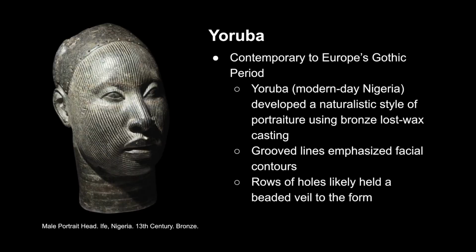Next we have Yoruba, which is modern-day Nigeria. And these people were creating naturalistic styles of portraiture, utilizing primarily the technique of bronze lost wax casting. Formerly, these works really utilized lines, and they did so by creating grooves in the surface, emphasizing the facial contours and planes. Many bronze sculptures, like the one we see here, had rows of holes, like we see in this example along the hairline, and they were meant to hold garments. We assume that this one actually held a beaded veil to the form.